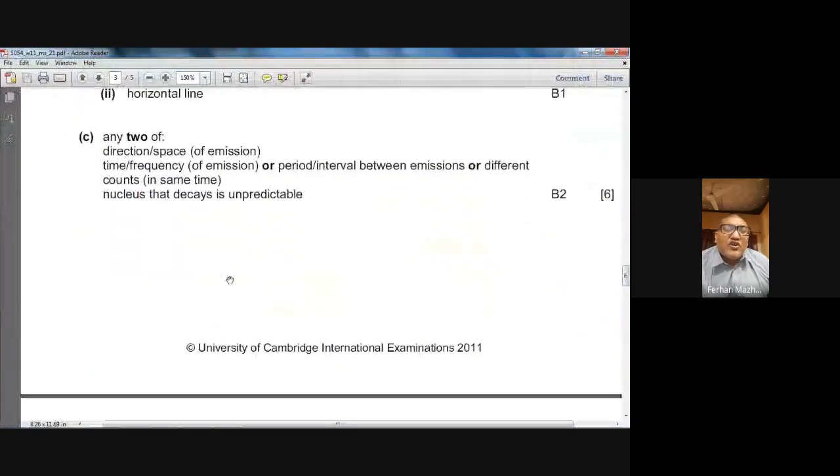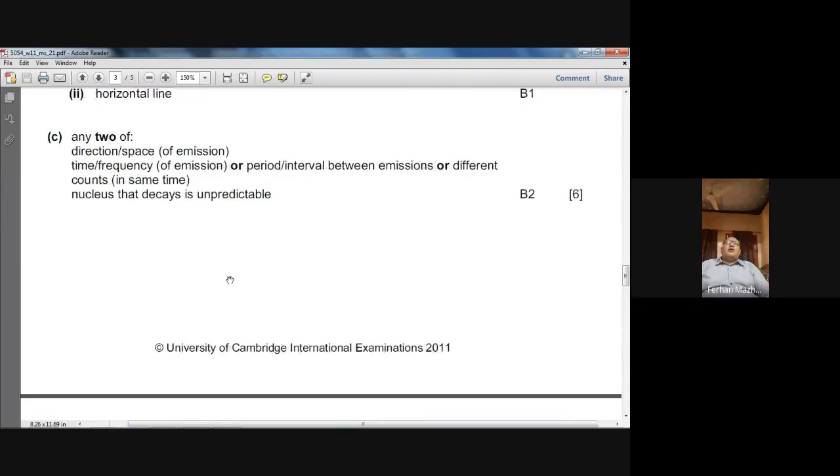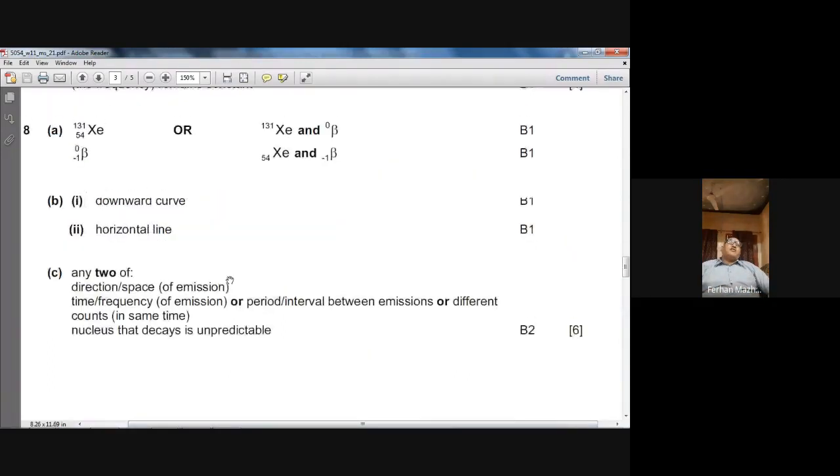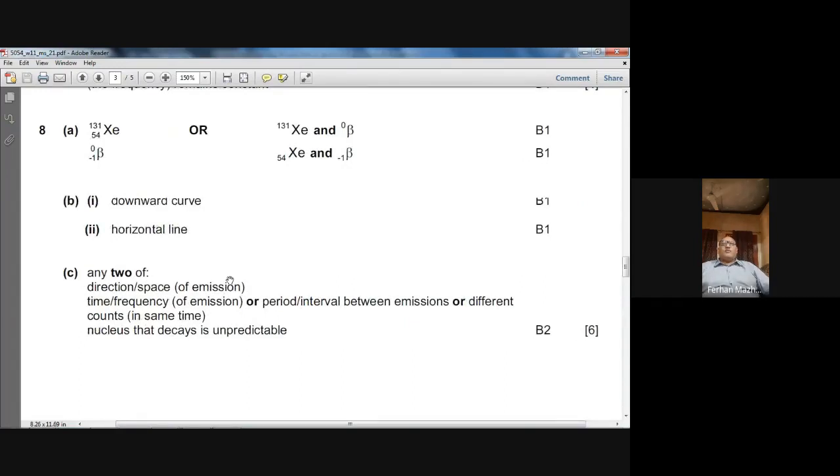Okay. So C part, question number 8. Any two of: direction, space of emission, time, frequency of emission, or period interval between the emissions, or different counts in the same time. Nucleus that decays is unpredictable. We cannot predict. So this was question number 8, the whole marking scheme question. So I hope that you have understood this thing. And by this question, we are at the end of this section A.